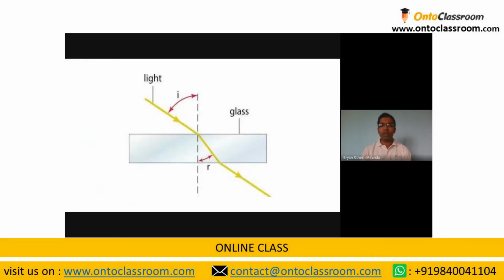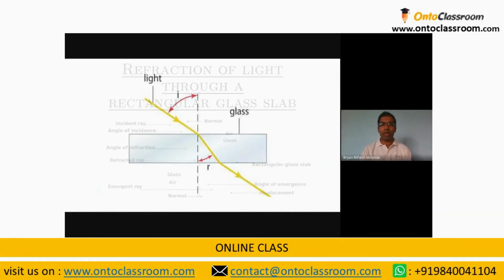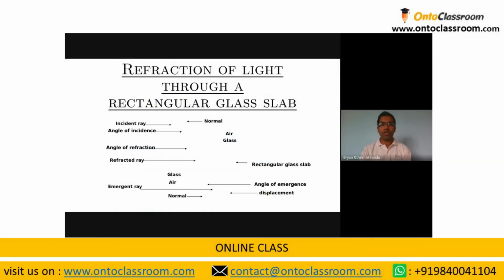Now this is a common phenomenon that we would have seen, that light passes through a glass slab and then is refracted. If we observe carefully, there are two interfaces here. The first interface is with air and glass, and the second interface is with glass and air. Let us now understand this phenomenon in a little more detail: refraction of light through a rectangular glass slab.